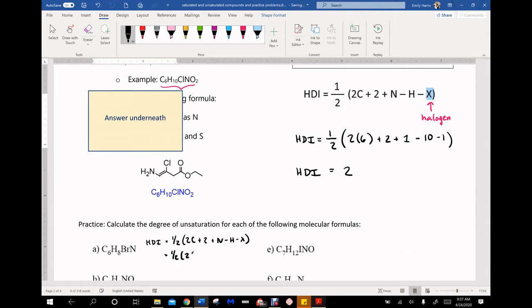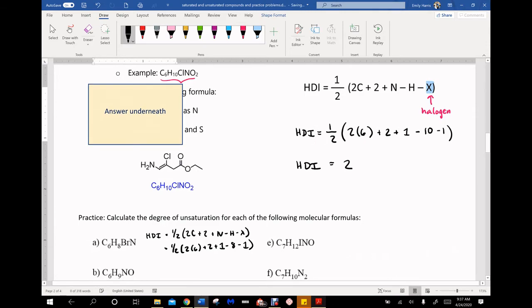So here we have 6 carbons, 1 nitrogen, 8 hydrogens, and 1 halogen due to our bromine. If we plug that in, that's again 1/2 times everything in your parentheses. In your parentheses, you'd have 12 plus 2 plus 1 minus 9, and then times 1/2, that gets us 3. So this would be a molecule with 3 degrees of unsaturation.